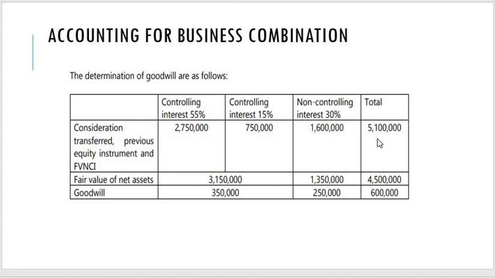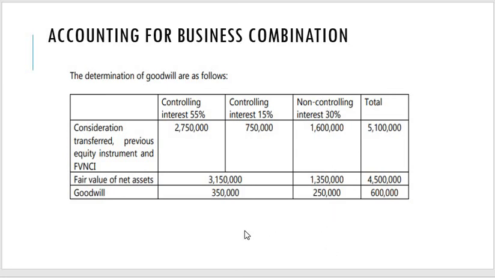So, we have 5,100,000. Then we have 4.5 million as our fair value of net assets. We have 600,000 na goodwill. Okay? But the goodwill, if allocate mo siya into controlling interest and non-controlling interest, that's 350,000 for controlling interest and 250,000 for non-controlling interest. Okay?